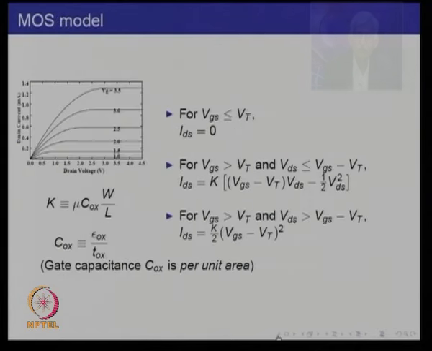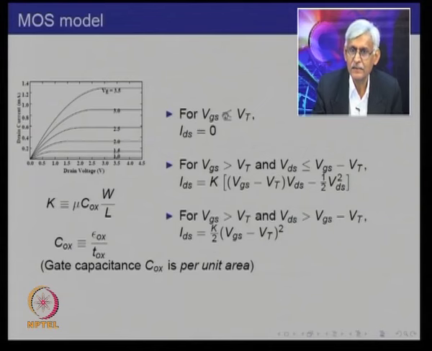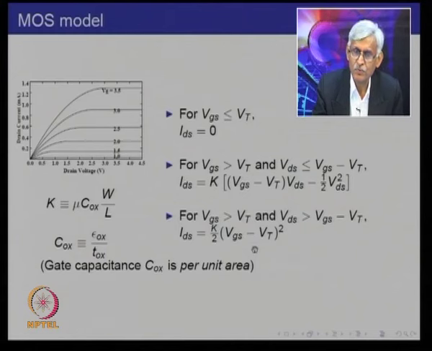Here is a very simple first order, in fact, zero order model for an MOS transistor. In this model, for gate source voltages less than the threshold voltage, the current is zero. As the gate voltage exceeds threshold voltage, but before the drain source voltage becomes equal to VGS minus VT, the saturation voltage, the current is given by this equation, the linear regime: VGS minus VT into VDS minus half VDS squared. Once VDS exceeds this saturation voltage, it is given by K by 2 into VGS minus VT whole square. In digital circuitry, the on current of the transistor is typically given by this equation.